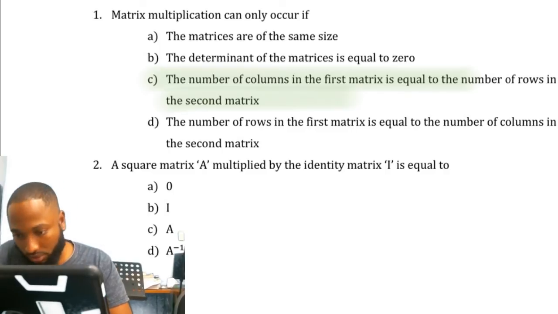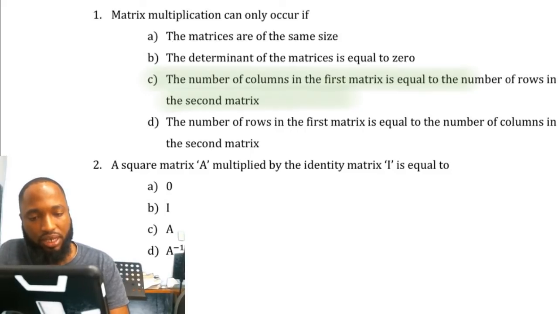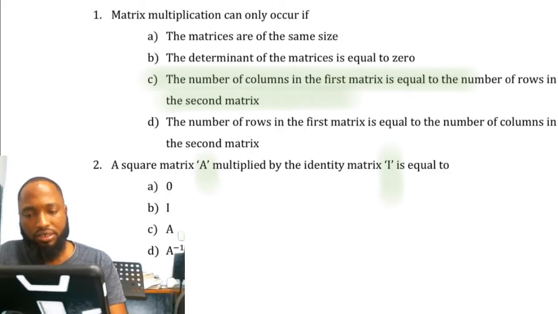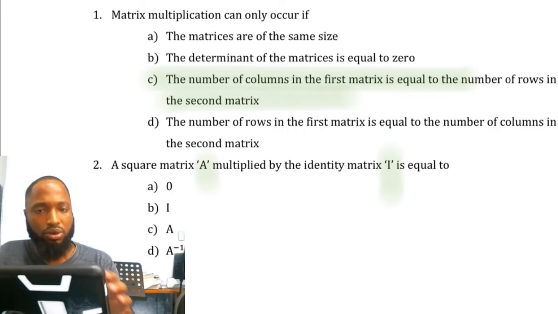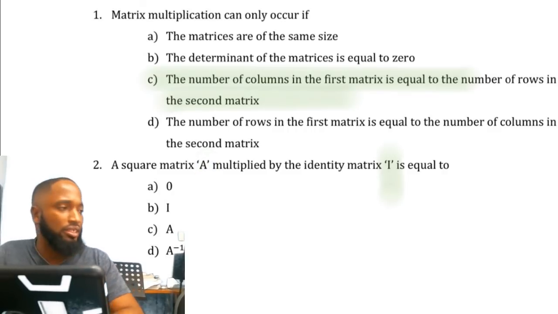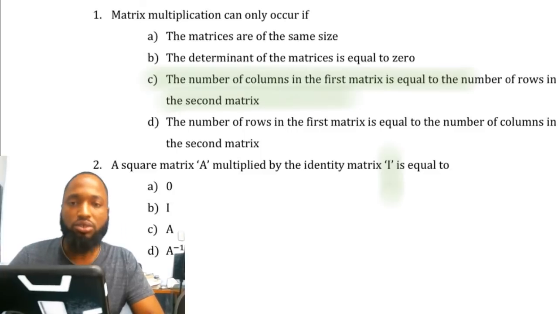A square matrix A multiplied by the identity matrix I is equal to what? When you multiply a matrix by the identity, what do you get? Anybody have any answers for part 2? Well, you've seen part 2?